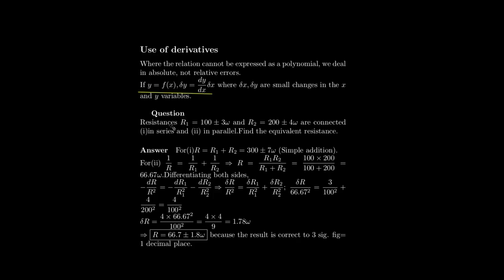Question: resistances R1 equal to 100 plus minus 3 ohms and R2 equal to 200 plus minus 4 ohms are connected first in series and then in parallel. Find the equivalent resistance. Answer. For 1, R equal to R1 plus R2, or this is equal to 300 plus minus 7 ohms. This is a simple addition.